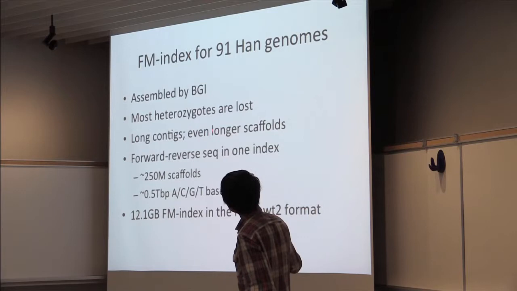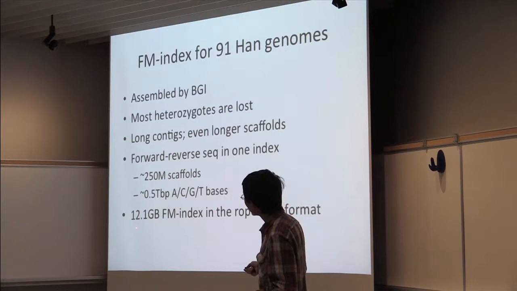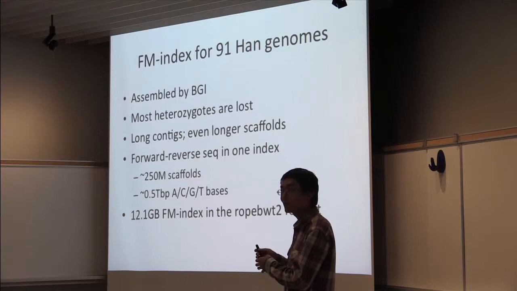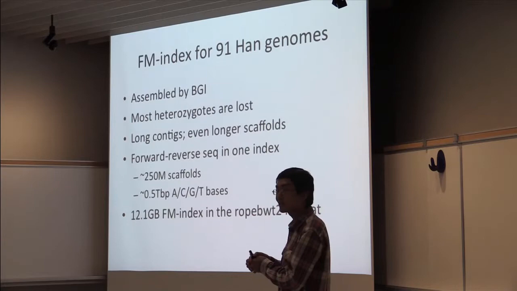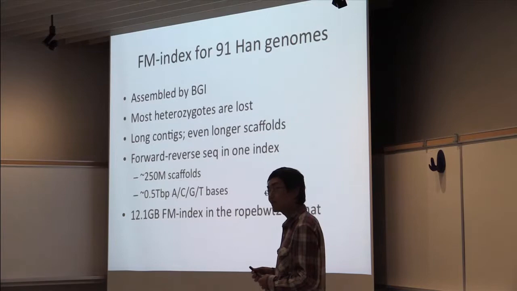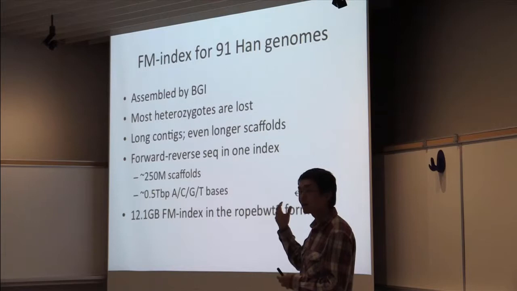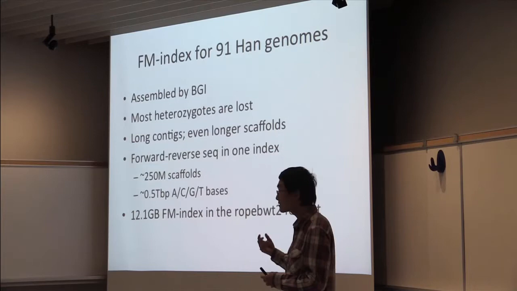And if you put the 91 genomes in one index, that's 12 gig. If you count the raw data, that's going to be about terabytes of data. But when I put it in one file, that's 12 gig. That's a great, fast reduction in file size, and you can retrieve each sample back from this index.